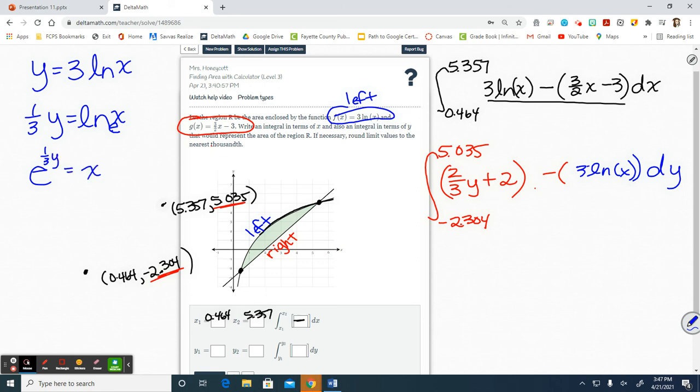So I can replace this part with e to the 1/3 y dy. So that's what I would enter. So here in y1, I would do negative 2.304. y2, I'd do 5.035. And then down here, I would put this part right there.